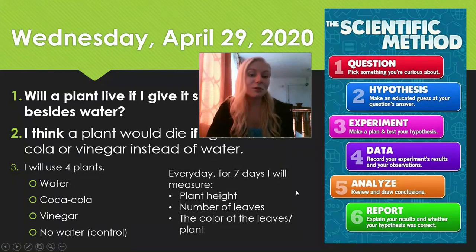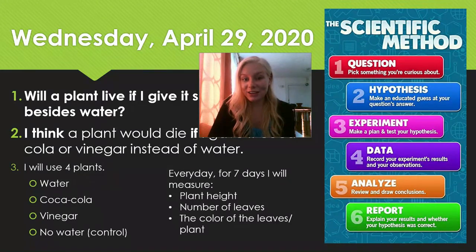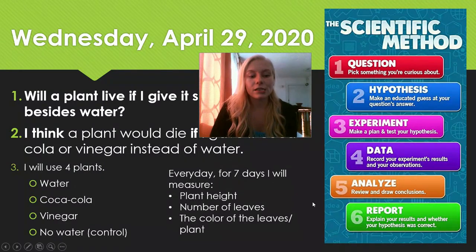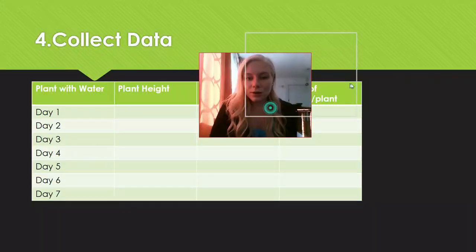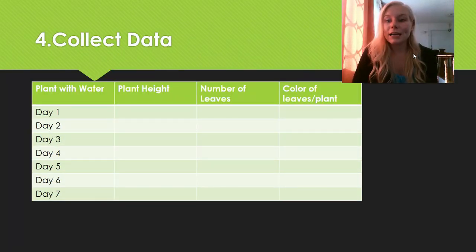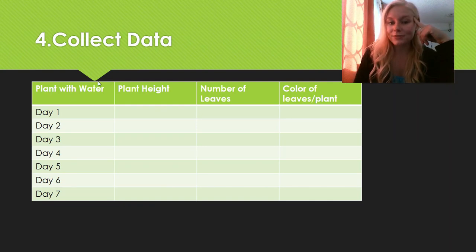And again, I'm going to film all of this for you guys so you'll get to see what it would look like if we were doing it in class. But instead we're going to do it virtually. You can see, in order to be able to collect the data, which is step number 4, I'm going to have to make 4 different data tables. Because for each one, I have to measure how tall the plant is, okay, that's the height, the number of leaves, and the color of the leaves or the plant, okay, for 7 days.